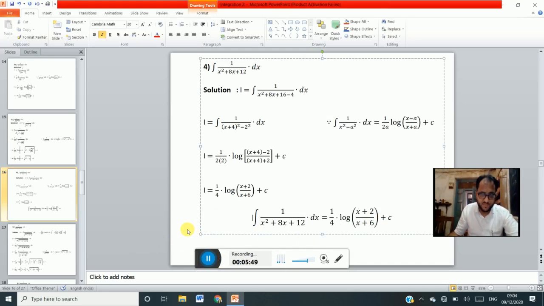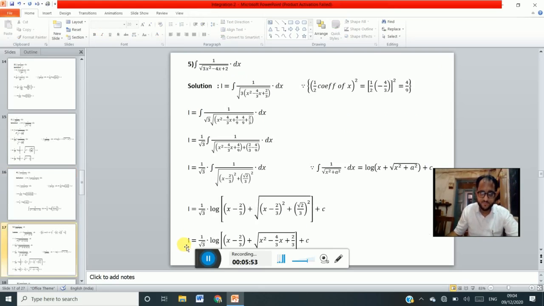Okay, now see the second example, example number 5: integration of 1 upon root 3x square minus 4x plus 2. Again let I be the integral, and in the first step we make the coefficient of x square as 1. So for that, again here also we take 3 common, remaining is x square minus 4 by 3 x plus 2 by 3.